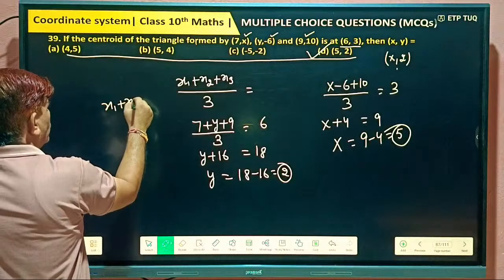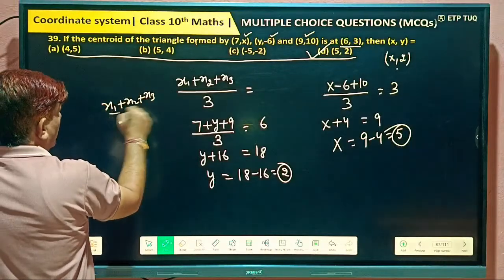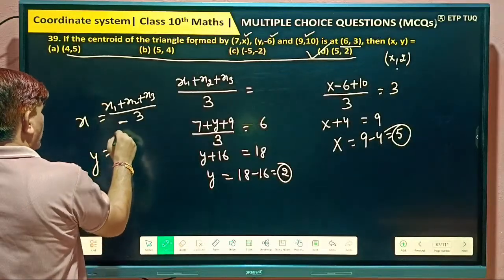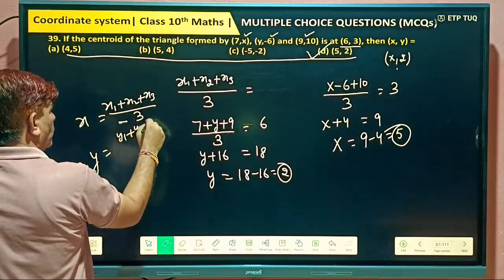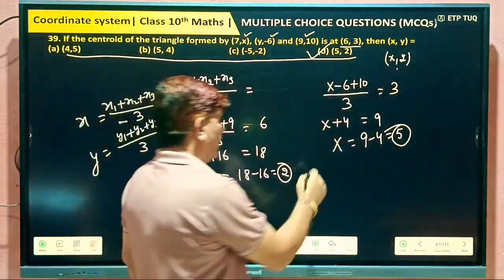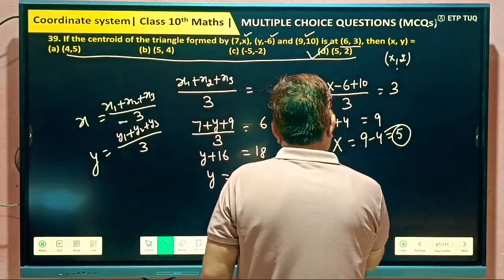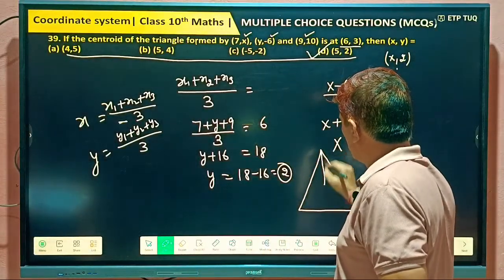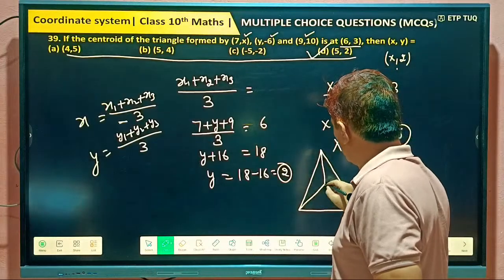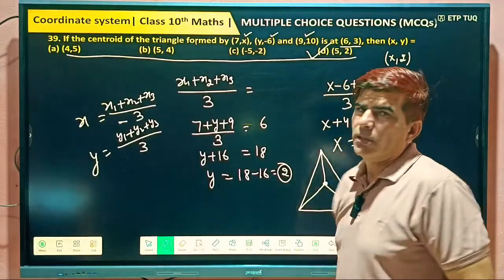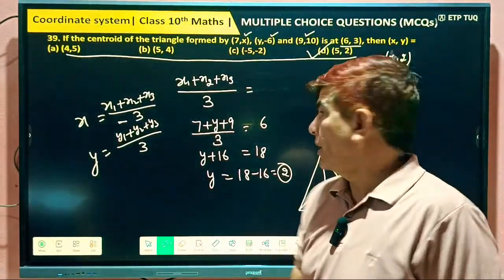So this is the formula for finding the centroid of a triangle: (x1 plus x2 plus x3) by 3 is equal to x, and y is (y1 plus y2 plus y3) by 3. Centroid means like this. This is a point which is equidistant from these points. This point is known as the centroid of the triangle.